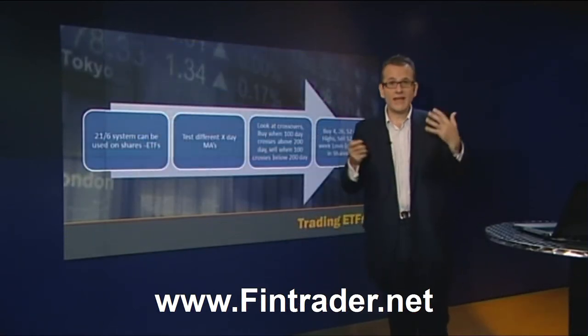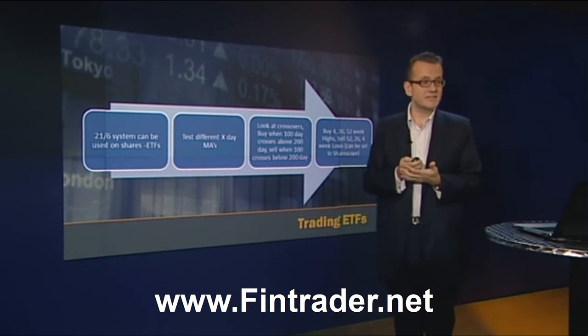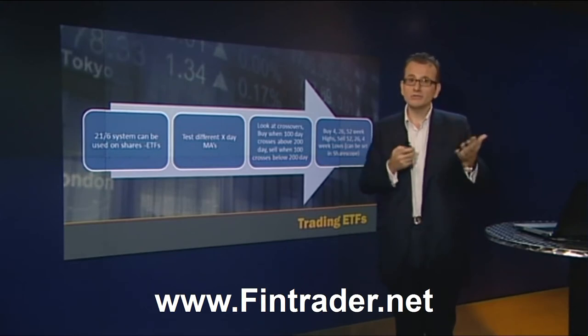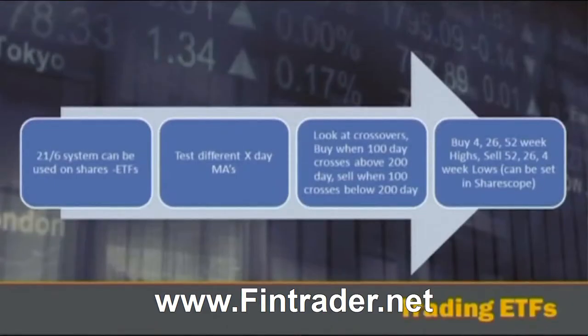So we'll carry on using the 21-6 trading system. It can be used on shares and ETFs. So everything I showed you for currencies and commodities works exactly the same here. We can also test different days. A lot of people with shares and ETFs might take a longer term view, a longer term trend as well. So we could look at, for instance, 100 and 200 days. As I said, when we first started out, you might be running an ISA or a SIPP, like a pension, where you don't want to be trading in and out of the market every few days. So you can use a longer term.